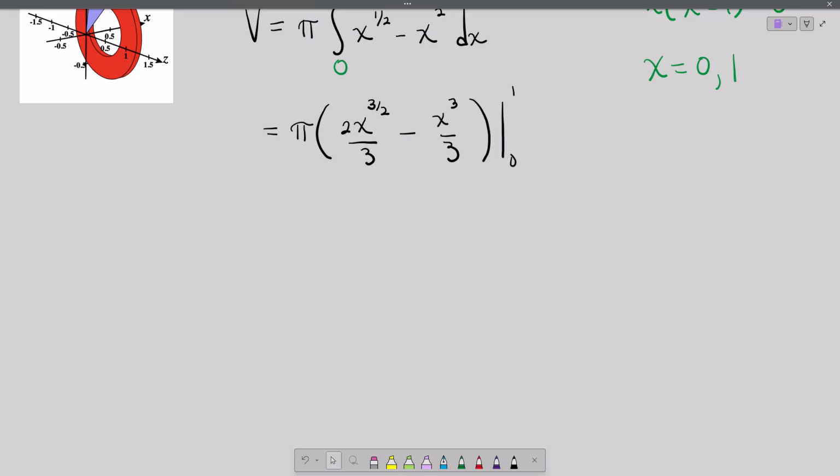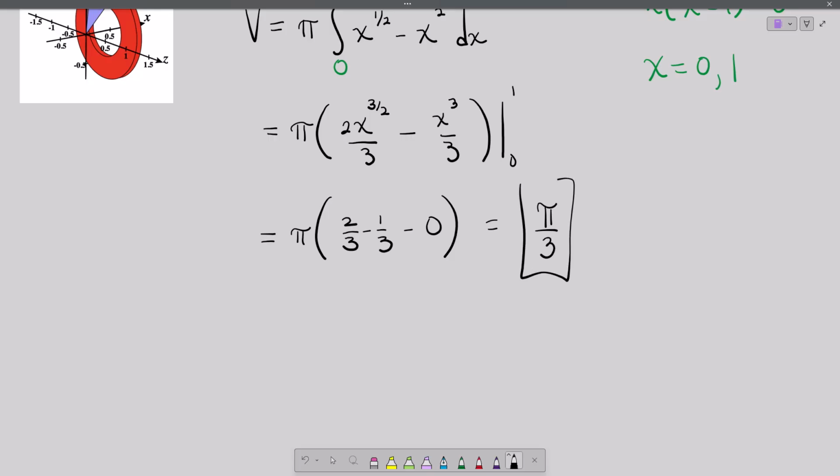And then we use our fundamental theorem of calculus technique: plug in the upper limit, plug in the lower limit, take the difference. So we're going to have the pi out in front. Plugging in the 1 is going to give us 2/3 minus 1/3. And what do we get when we plug in 0? 0. So subtract off 0. So we get for the total volume pi divided by 3.